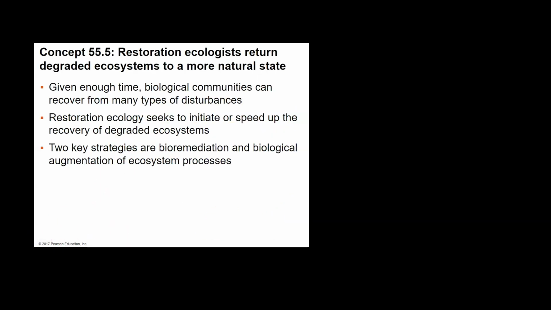So what we have in response to all this is what's called restoration ecology. Restoration ecologists seek to take degraded ecosystems and put them back to their natural state. Given enough time, biological communities can actually recover on their own. But restoration ecologists actually employ a few different methods to help speed up that process. And the two that we're going to look at are bioremediation and biological augmentation of ecosystems.